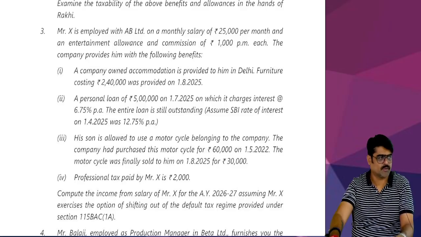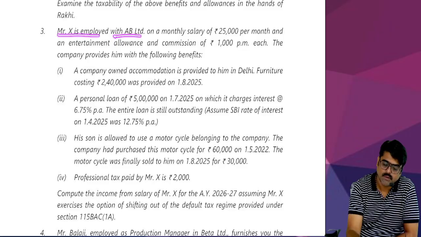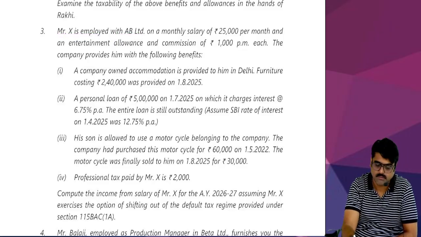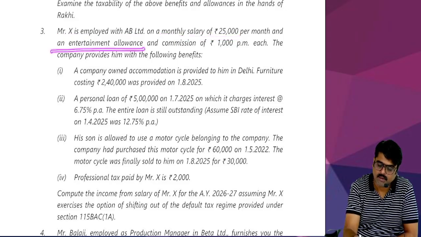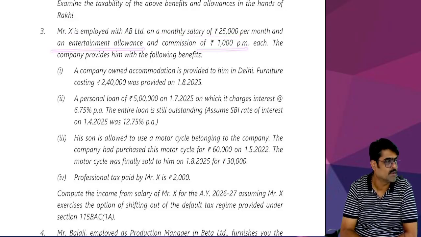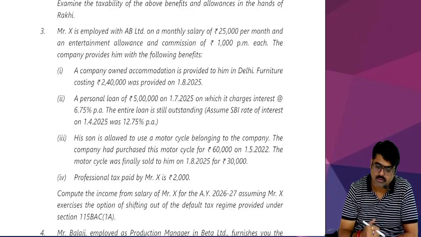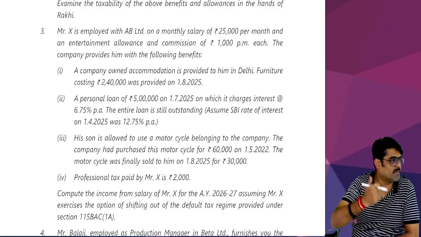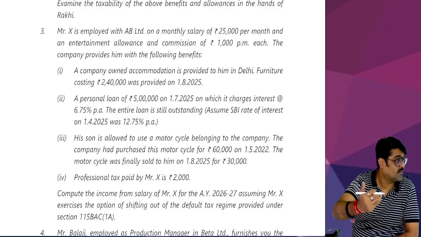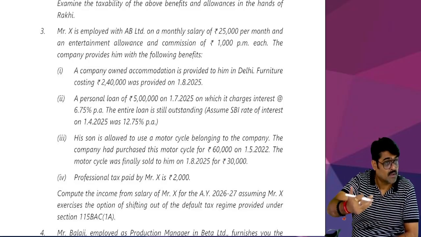Wait, I will read this question. X is employed with AB Limited on a monthly salary of and an entertainment allowance and commission of 1,000 per month each. So he is getting entertainment allowance also 1,000 rupees per month and he is also getting commission of 1,000 rupees. Commission is fixed commission. 1,000 every month you are getting. This is a fixed commission. This is not a turnover commission. Yes or no?